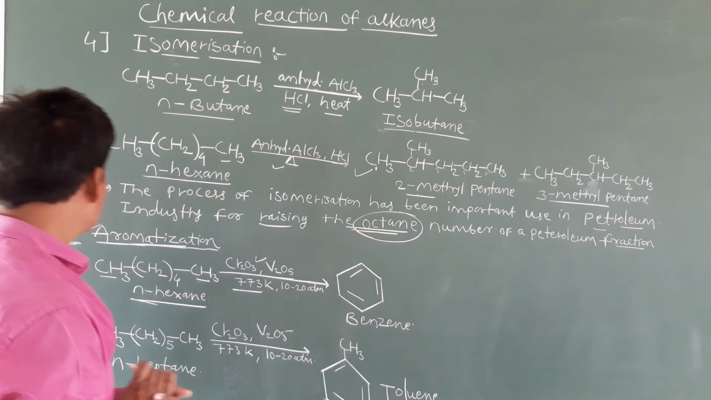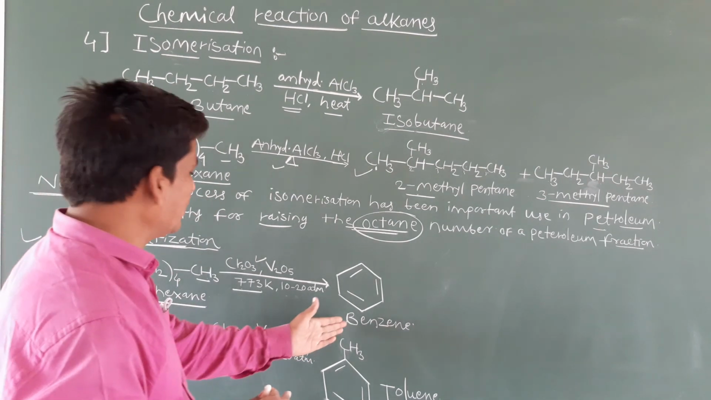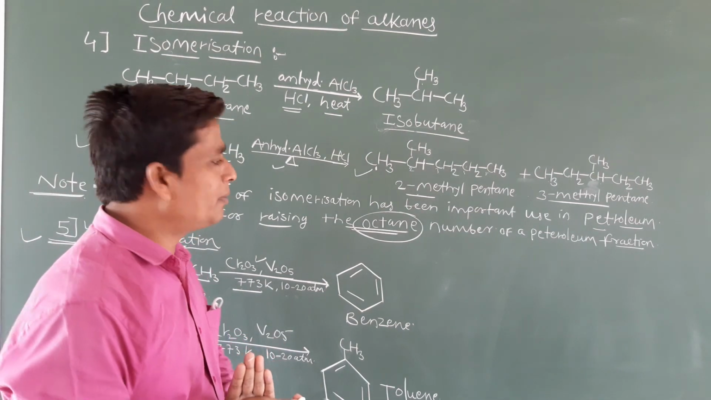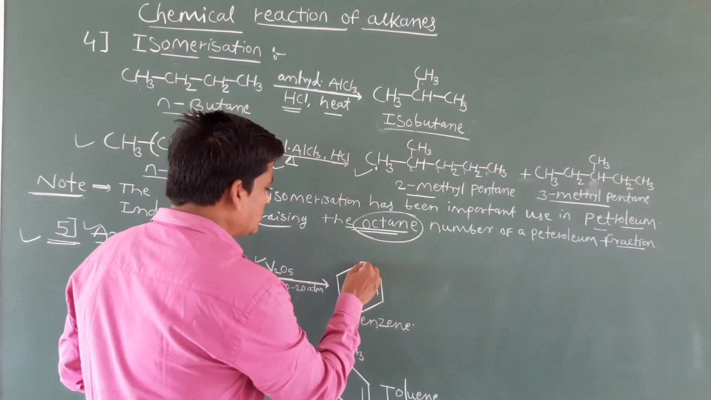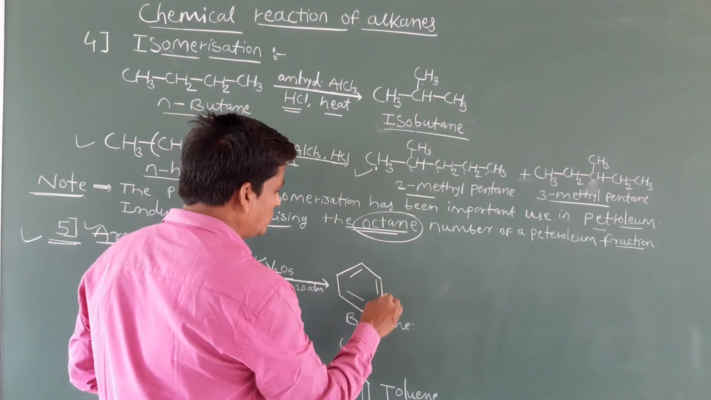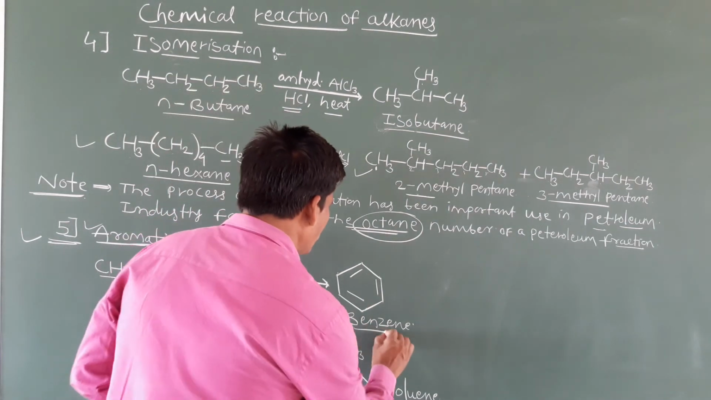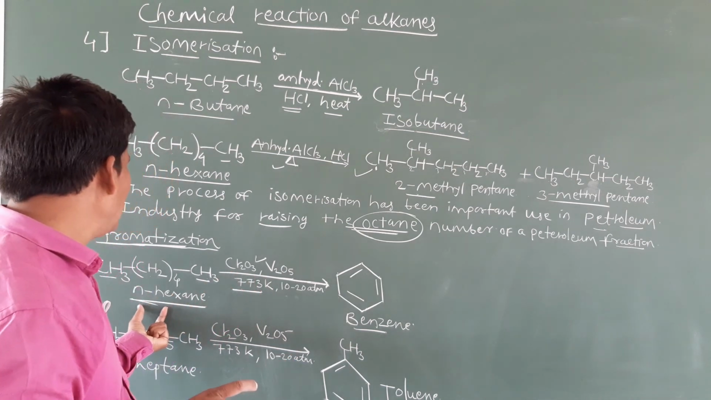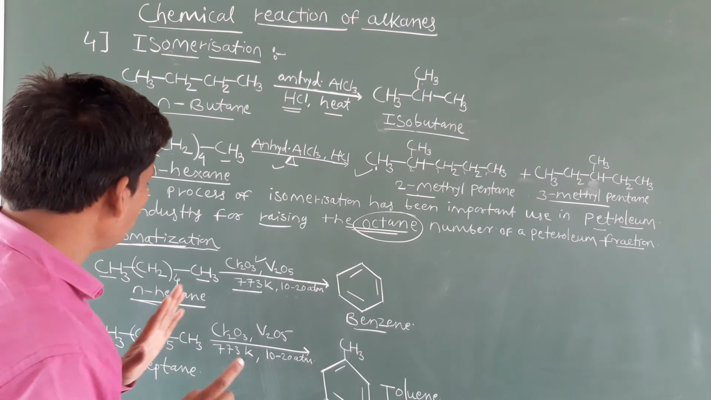So what happens, students? This n-hexane converts into the benzene ring. How many carbons are here? Six carbons, and the benzene ring also has 6 carbons. Very simple, students. Each carbon in the ring is a CH group. After heating, the hexane forms a cyclic compound and converts to the benzene ring. Very simple. Now understand, everyone.